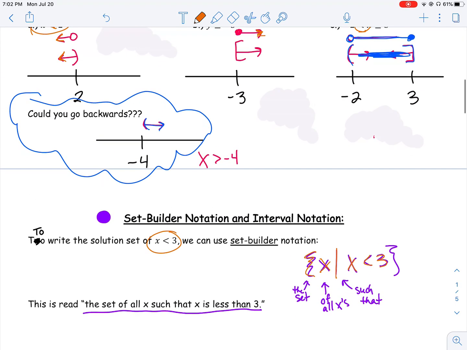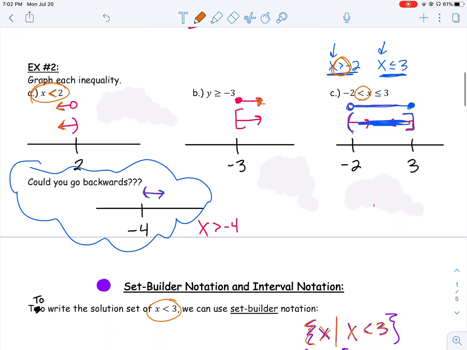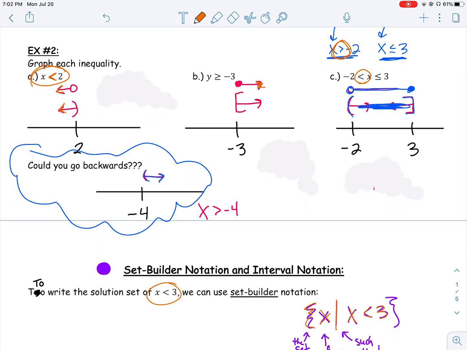Let me show you a few examples of ones that we already did and how you would write them in interval notation. So if you go back to example number 2a, remember that said x is less than 2. We graphed it on our number line. We used a parenthesis and then anything that was less than 2. So in interval notation, we would say negative infinity to 2 using parentheses on both sides.